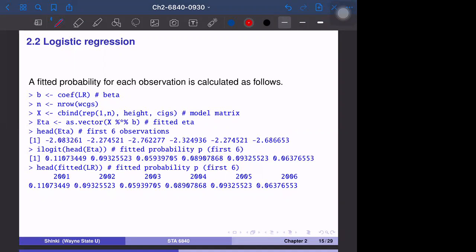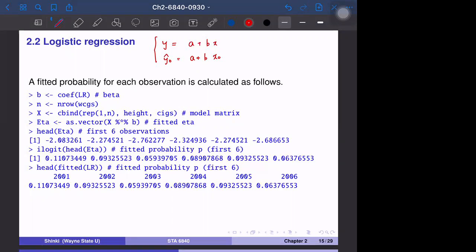Hi, the next topic is fitted probability and fitted curve. Recall that in a linear regression model, one of the main objectives of estimating parameters is to get the fitted value. Suppose y = a + bx is a fitted model. Then if we observe another observation x naught, by using the estimated a and b, you can get the estimated y naught. So this can be used for prediction.